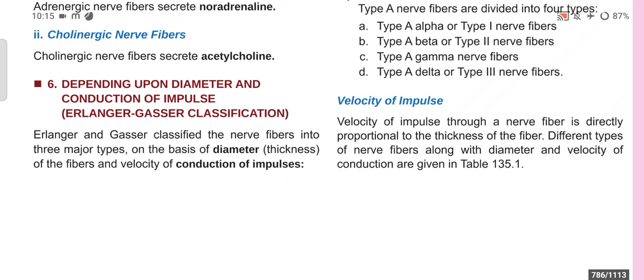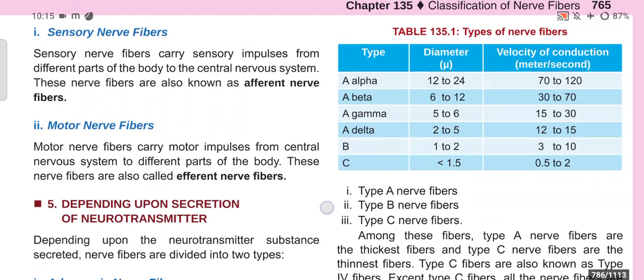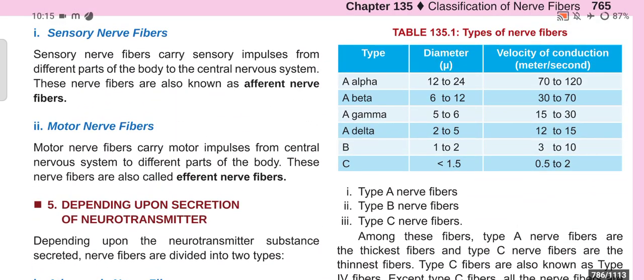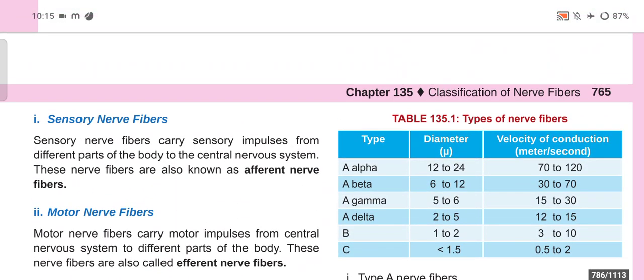Now velocity of impulses. Velocity of impulses through a nerve fiber is directly proportional to thickness of the fiber. Different types of nerve fibers along with the diameter and velocity of conduction are in the given table. So this is for now. We have discussed an important topic today.